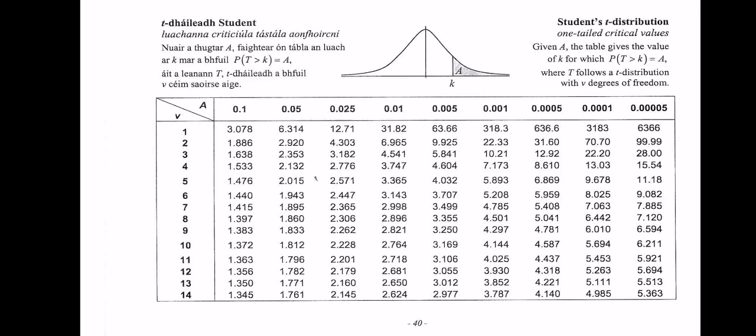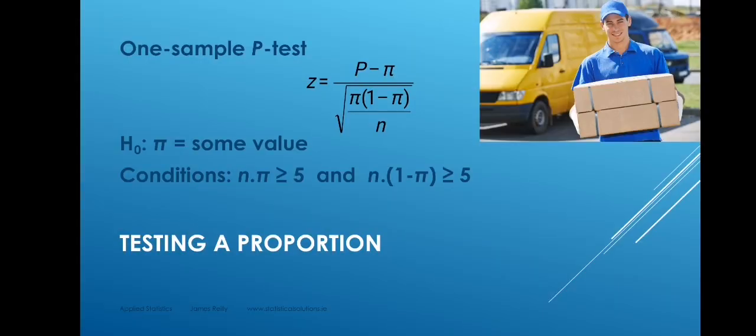So if you're ready, we will move on to testing a population proportion. So when we test a proportion, we call this a one sample p test, p for proportion, even though the test statistic is actually called z. And as before, the formula is not a big surprise. The test statistic z is p minus pi. P is the sample proportion and pi is the hypothesized population proportion.